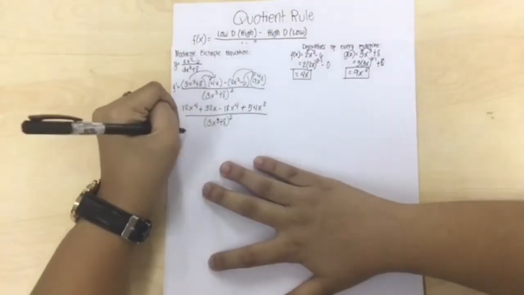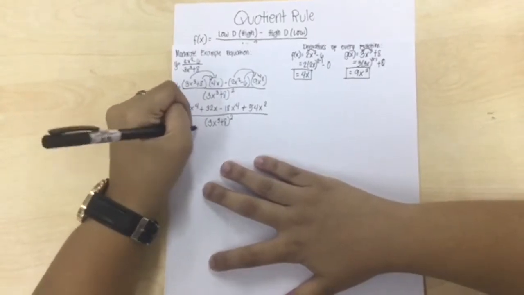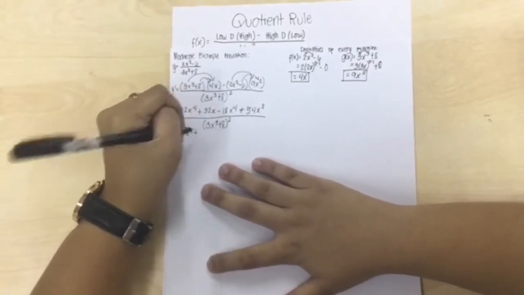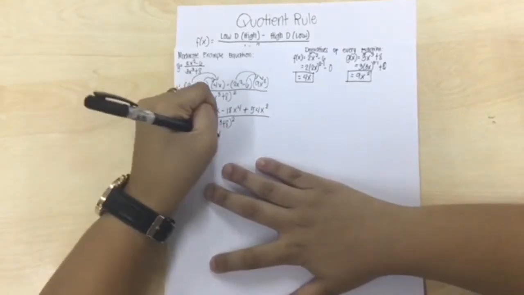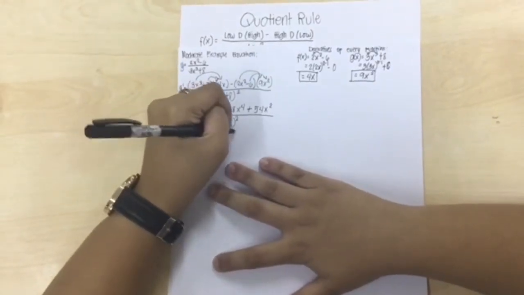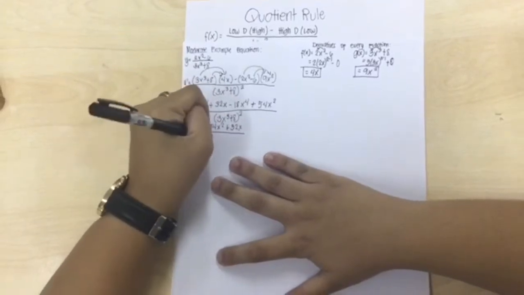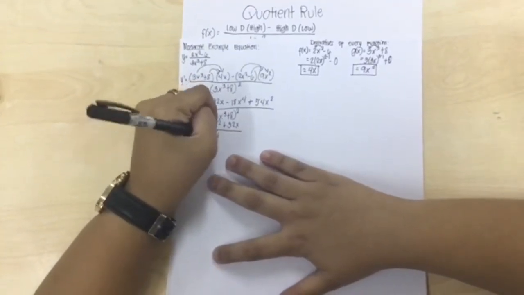Combine the like terms. 12x raised to the power 4 minus 18x raised to the power 4 will give you negative 6x raised to the power 4, plus 54x squared plus 32x, over (3x cubed plus 8) squared.